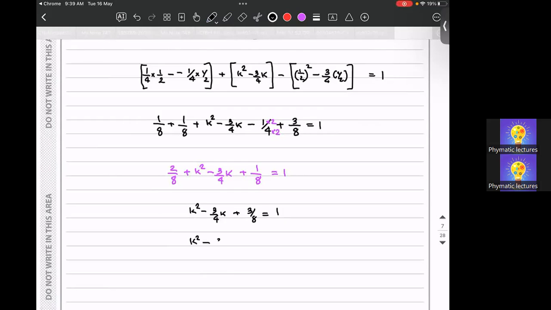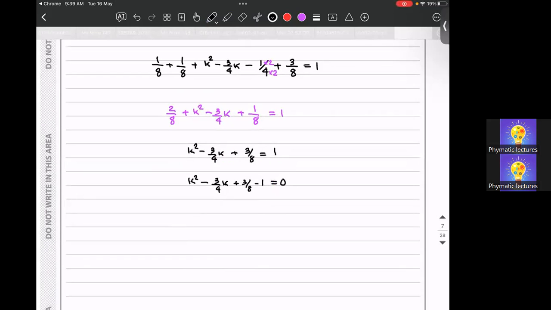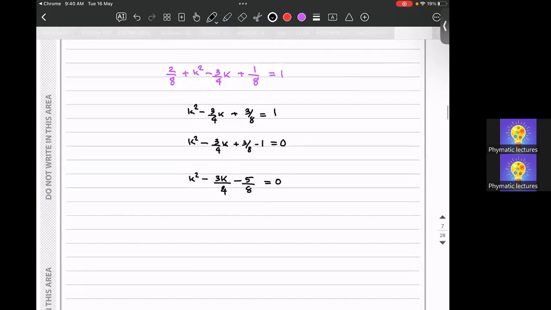K square minus 3/4k plus 3/8 minus 1 is equal to 0. So k square minus 3/4k minus 5/8 is equal to 0. What did I take? I took the LCM of 3/8 and minus 1/8. Then I added it.